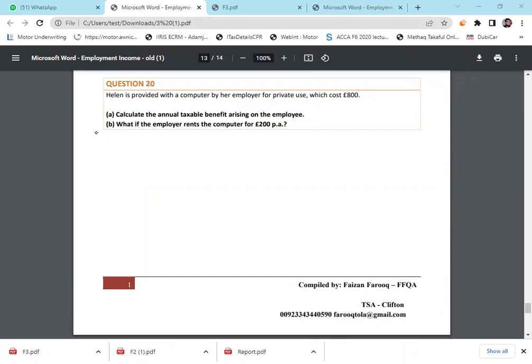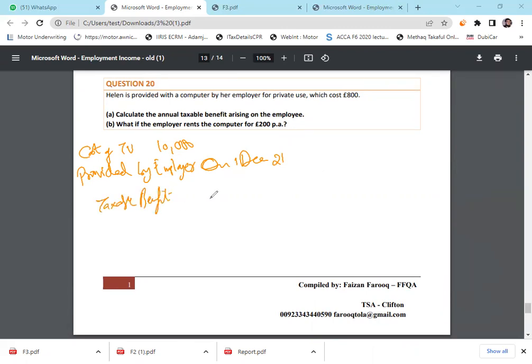Now just check this out. Cost of TV 10,000, provided by employer on 1st December 21. Taxable benefit will be how much? Can you tell me the answer, please? There is no rent, so the answer will be only with the working of 20%.